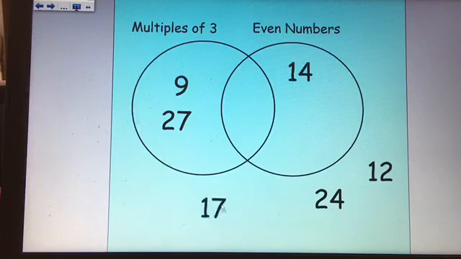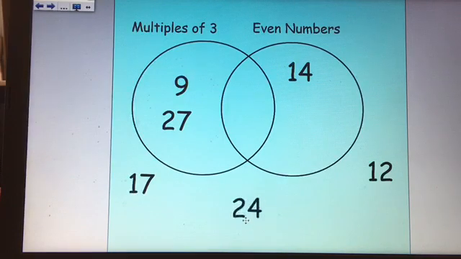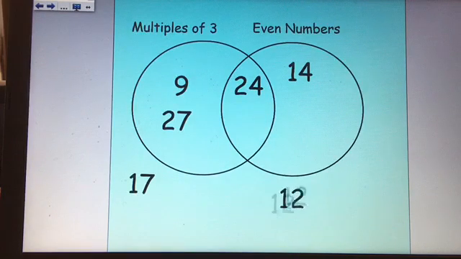17. Now that is neither a multiple of 3 or an even number, so that will just stay on the outside here. 24, multiple of 3? Yep. Even number? Yep. So we'll go right in the middle. And 12, multiple of 3? Yep. Even number? Yep. So that will go right in the middle too.